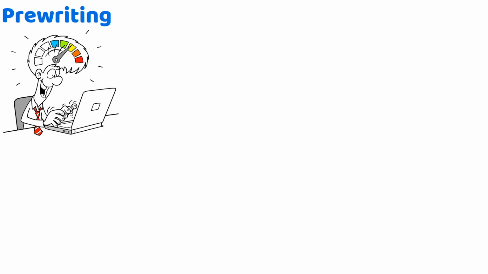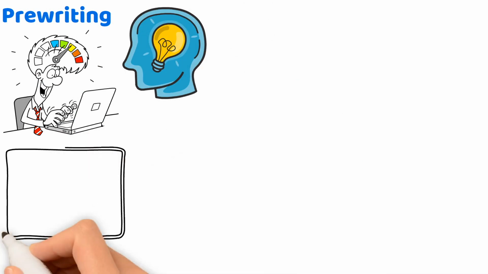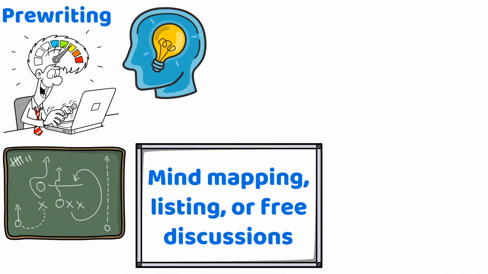This is the brainstorming stage where all writing begins. Here, writers gather ideas and start to form an outline in their minds. Encourage techniques like mind mapping, listing, or free discussions.